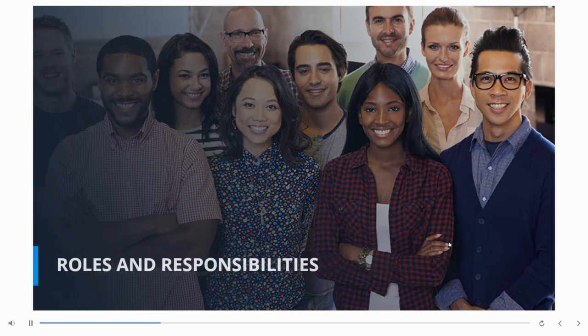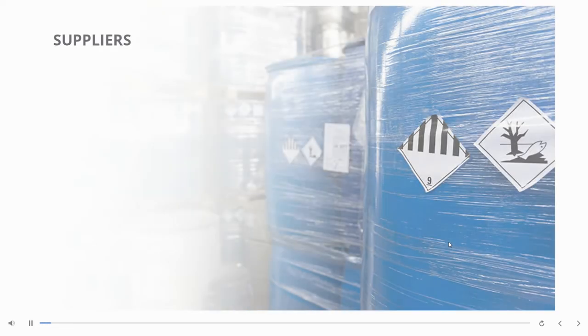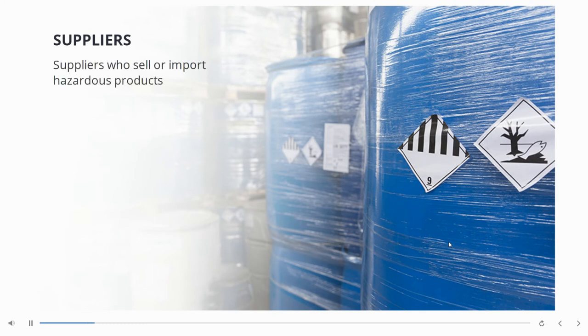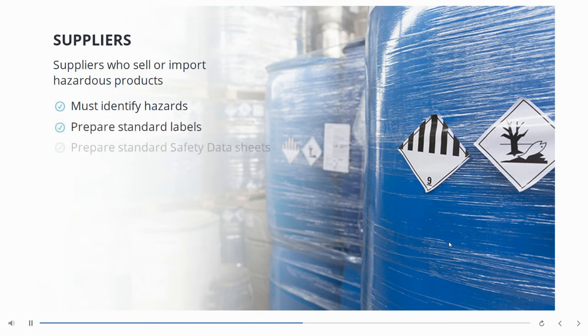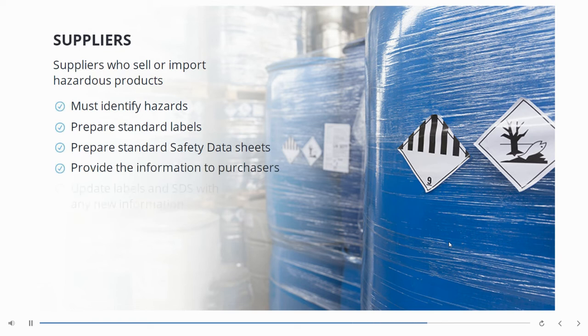Let's review the roles and responsibilities for suppliers, employers, and workers to comply with WHMIS 2015. Suppliers, defined as persons who, in the course of business, sell or import a hazardous product, are required to identify whether their products are hazardous products, and prepare labels and SDSs and provide these to purchasers of hazardous products intended for use in a workplace. Ensure that information is current and update labels and SDSs with any new product information.